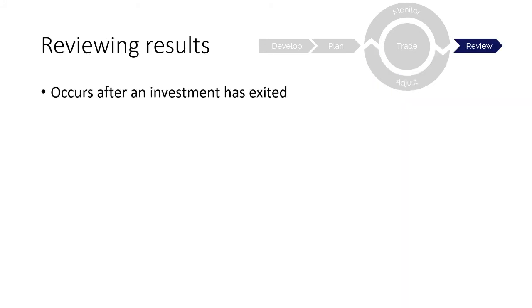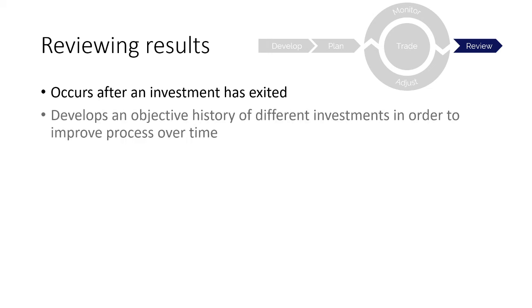Now, the last stage is the review stage, and this occurs after you've closed your investment. This is where you have all the data behind you now. You understand what your view was, your trade plan, you monitored it, you adjusted it as needed, you traded along the way, and then finally you're at the point where you're reviewing the trade. So the review needs to take into account everything that went into the trade, or rather the investment in this case, because you might have multiple trades during that monitor, adjust, trade cycle.